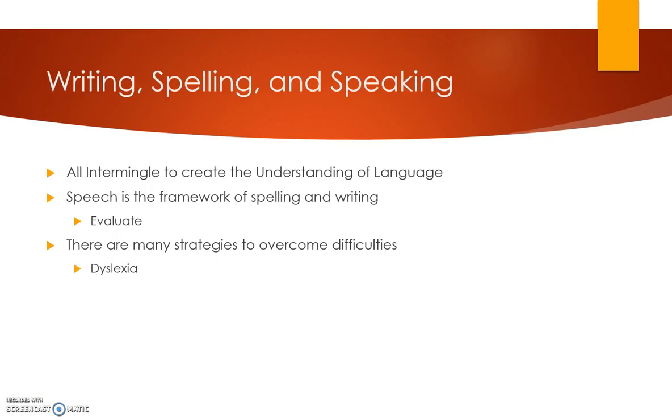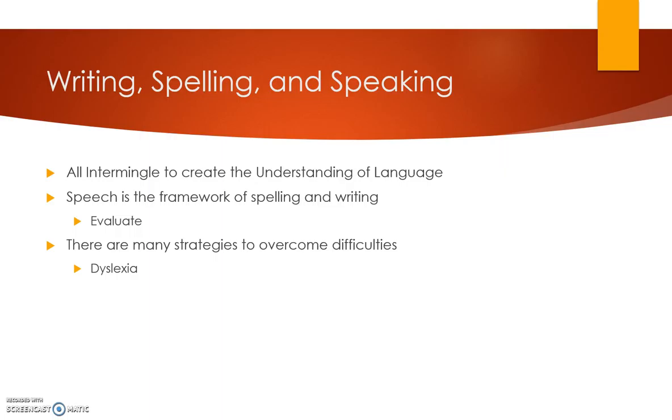Writing, spelling, and speaking all intermingle to create the understanding of language. Speech is the framework of both spelling and writing, and therefore this is the first thing you will want to evaluate. There are many strategies to overcome difficulties in speaking, spelling, and writing.